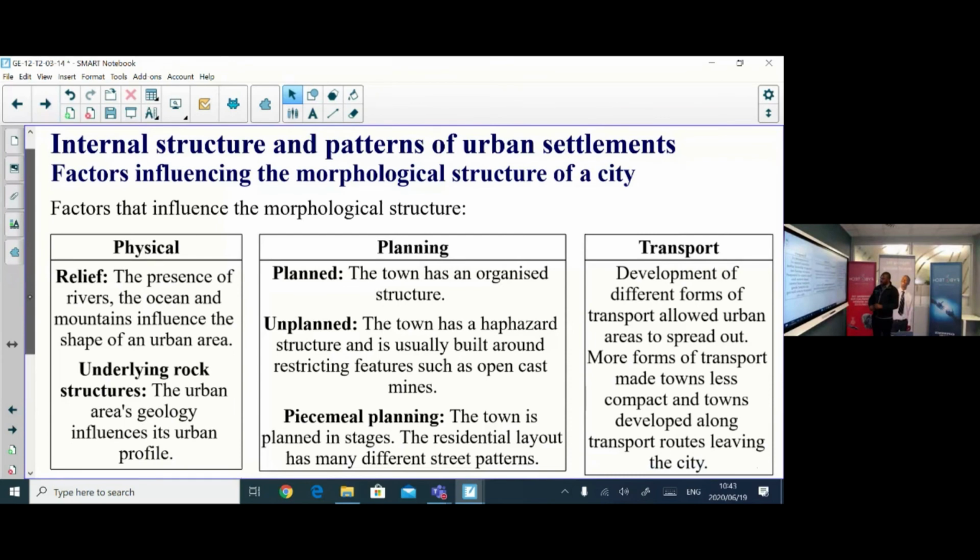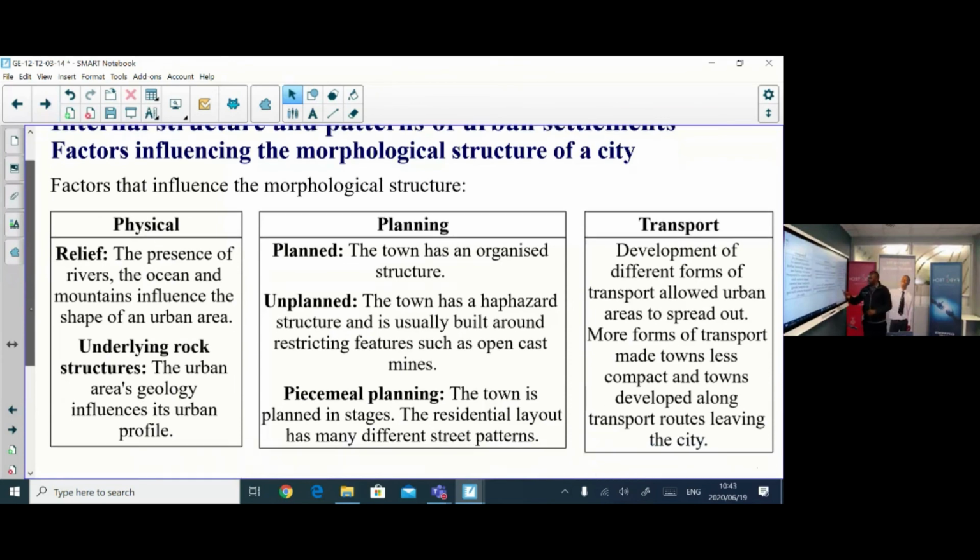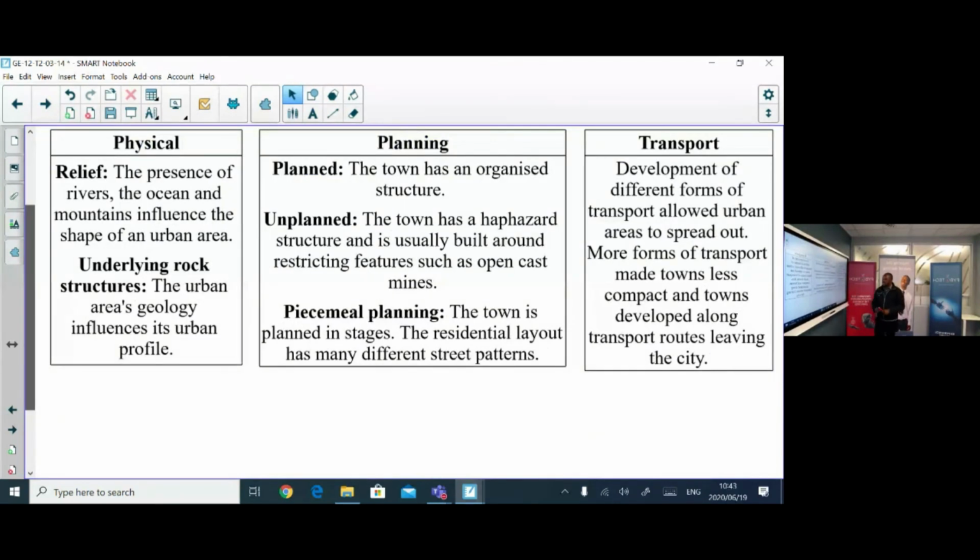So what do we mean by piecemeal? When we say piecemeal planning, we say the town is planned in the residential layout with many different street patterns. Then the transport: the more forms of transport, the less compact the town, and towns develop along the transport routes leaving the city.